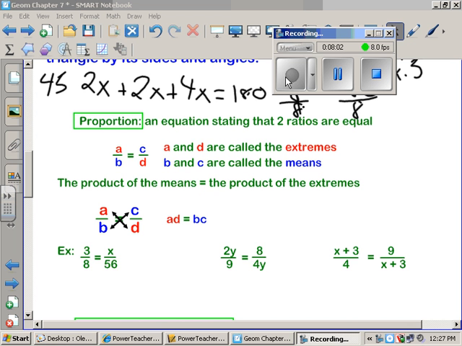Okay, and the means extremes theorem says that in a proportion, the product of the means equals the product of the extremes. Okay, and you probably learned it in elementary school as cross products. It means in a proportion, the product of these two is equal to the product of those two.